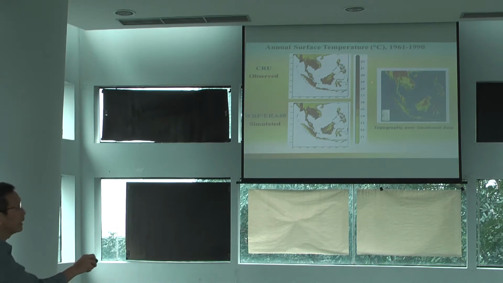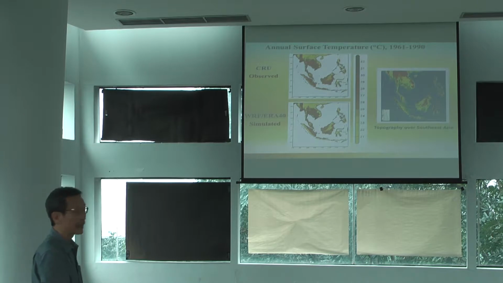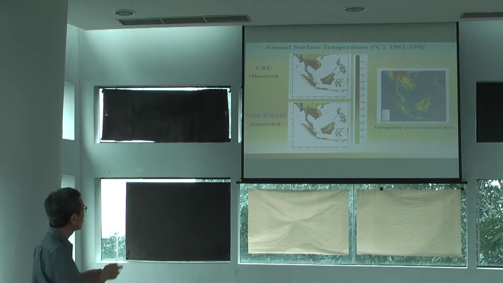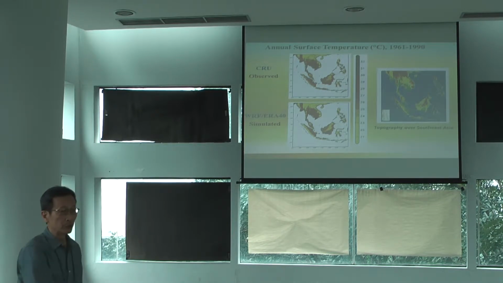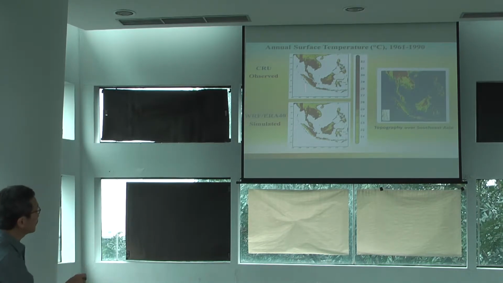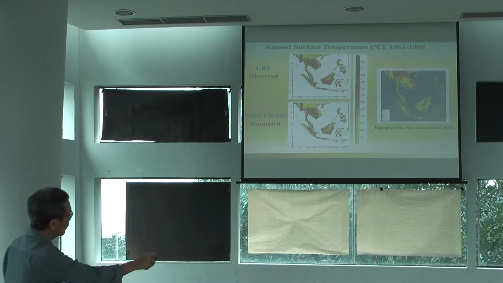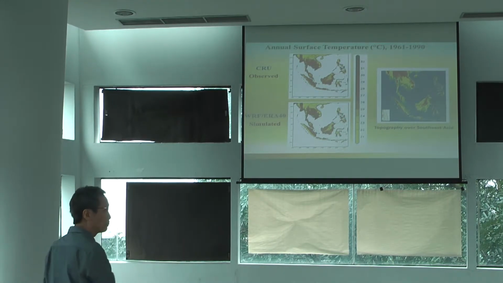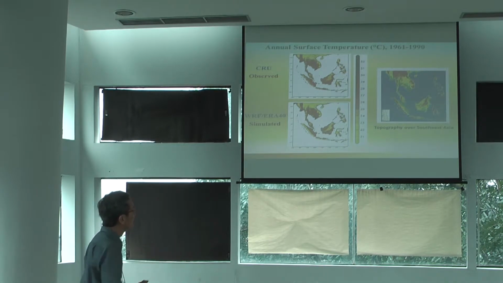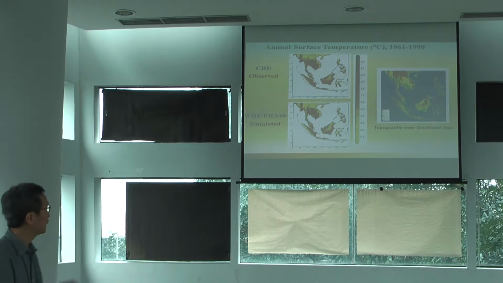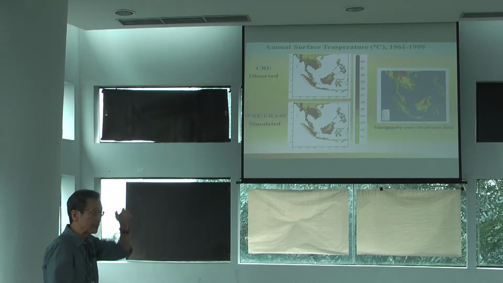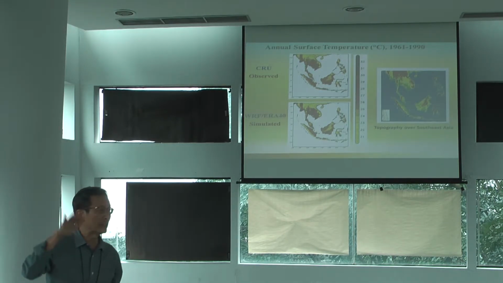So this is observed data, against simulated. This is the one we simulated, driven by what is called the reanalysis data, the European reanalysis coming from Reading. So there you go, this is for temperature. On the right panel of the page is the topography, as we all know, Sumatra has that mountain range, and this is also from the South China side.